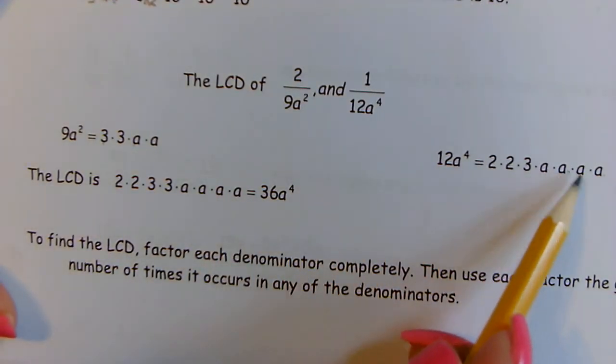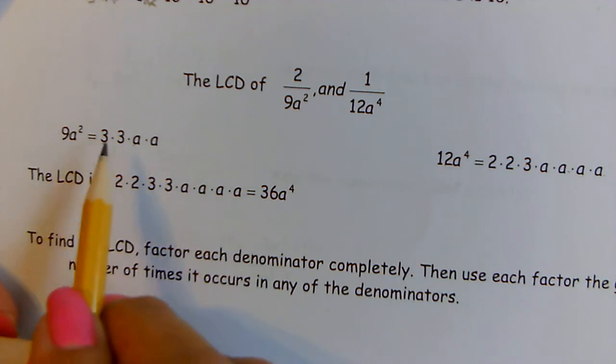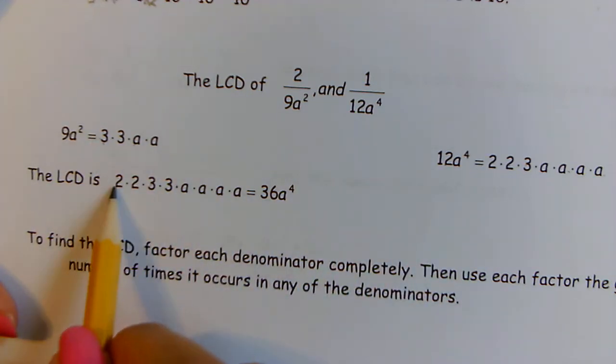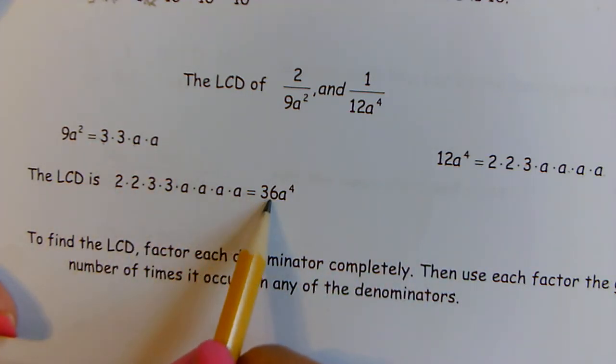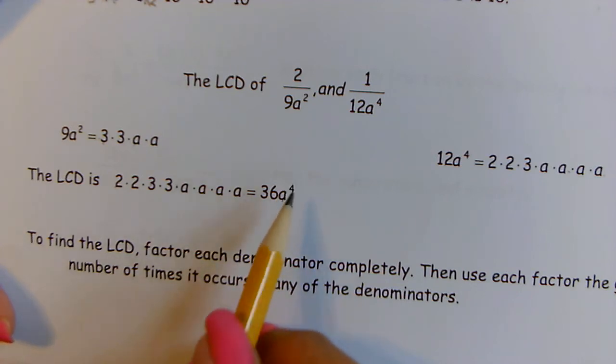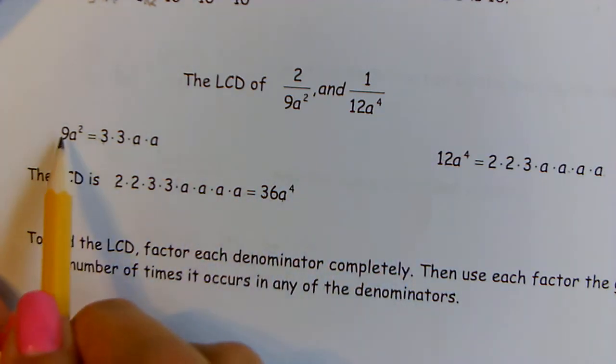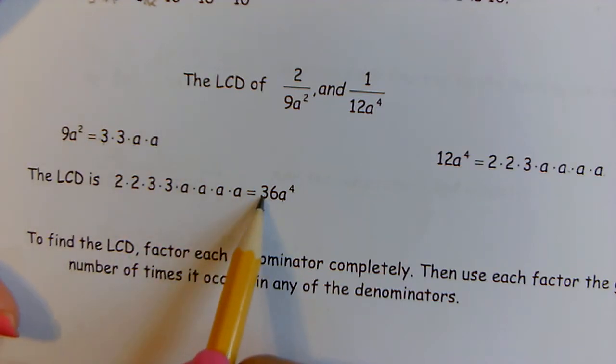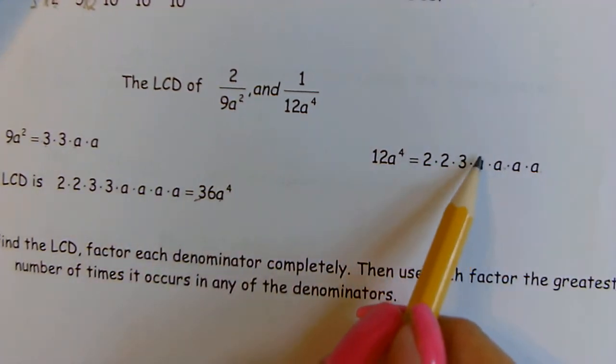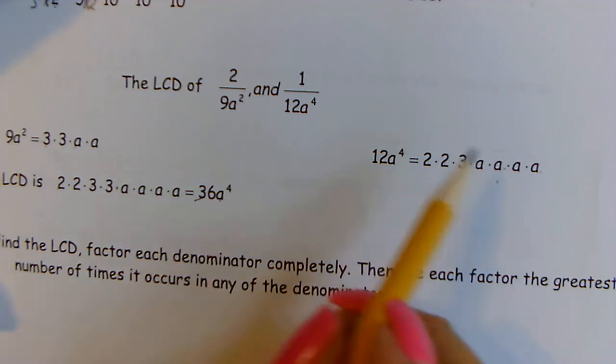So we're going to need the 4 a's. I need 2 3's and 2 2's. And it comes out to 36a to the 4th. So the first number that 12 goes into, that 9 also goes into, is 36. And I need the highest number of the variables that they both have.